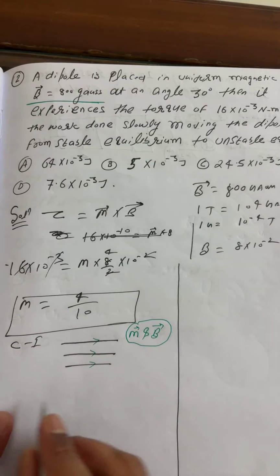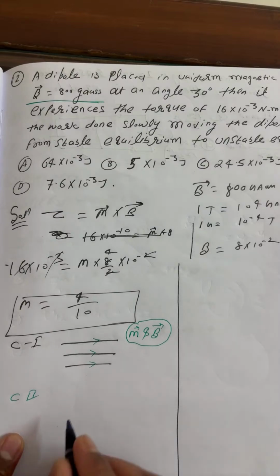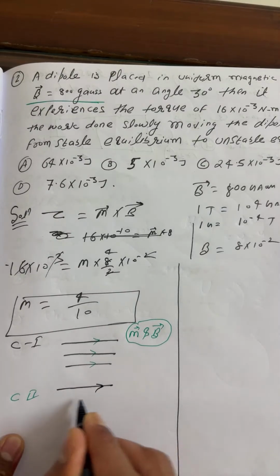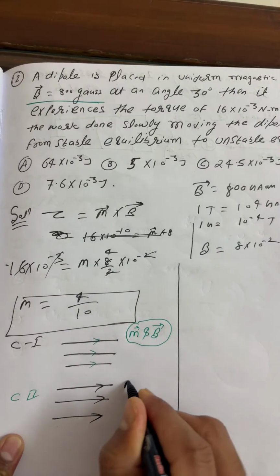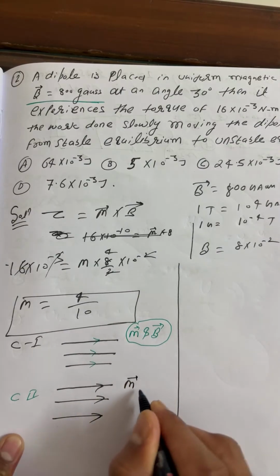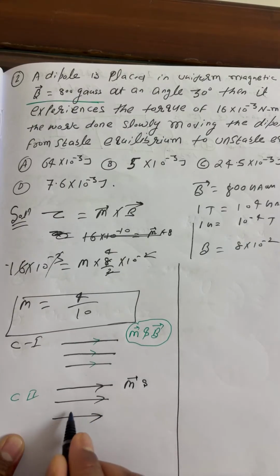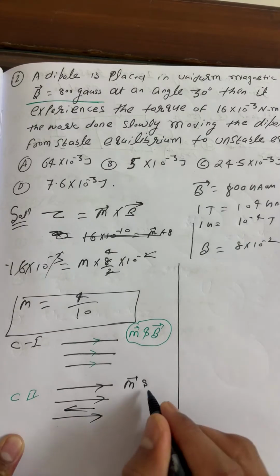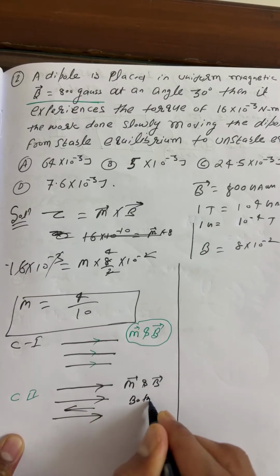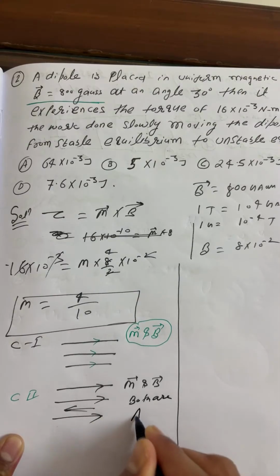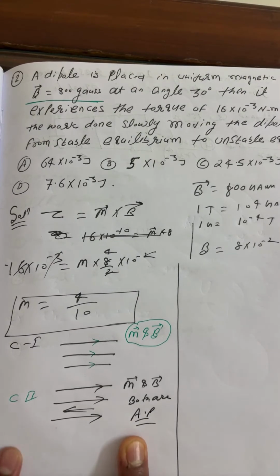Now case 2, my dear, is the unstable condition. Student, in case 2, this is the unstable condition. So for this condition, M and B, the magnetic moment and the magnetic field direction, this is the dipole moment. So M and B are both anti-parallel.